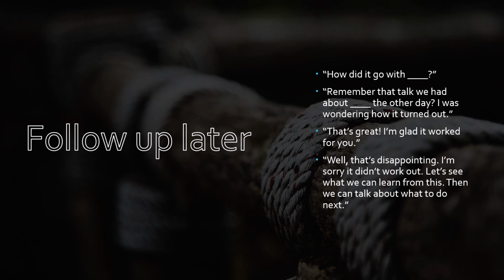If the results were good, then a little encouragement from you is all that's required. So, for example, hey, that's great. I'm glad it worked out for you. But if the results were poor and the problem still exists, or if new problems were created, then you can start the active communication process all over again with step 1 to help your child find another solution. So, for example, well, that's disappointing. I'm sorry it didn't work out. Let's see what we can learn from this, and then we can talk about what to do next.